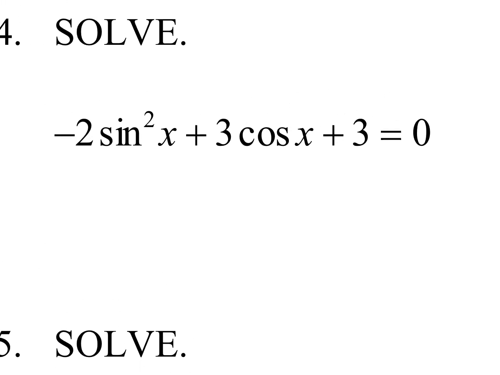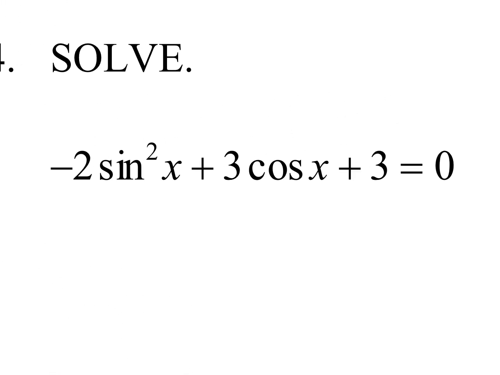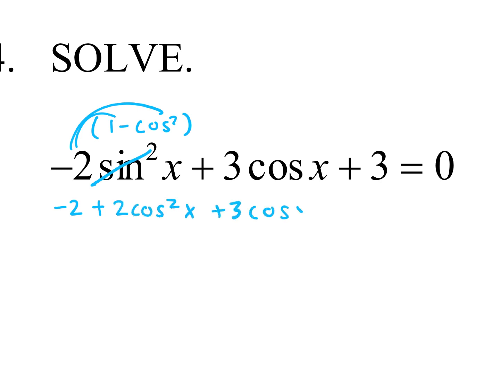For 14, we are solving here also, but I have different trig functions, so I need to change the squared one using my identity to make my trig functions the same. So I'm going to change sine squared to be 1 minus cosine squared. So then I know I have to distribute the -2 to simplify. So -2 minus would turn into plus. So plus 2 cosine squared x plus 3 cosine plus 3 is equal to 0.